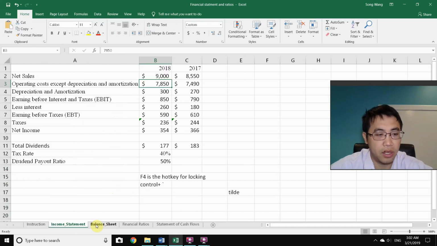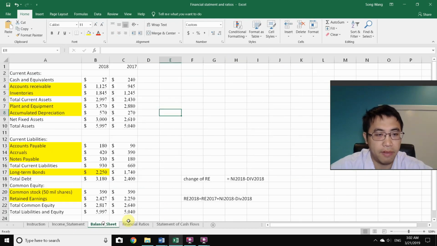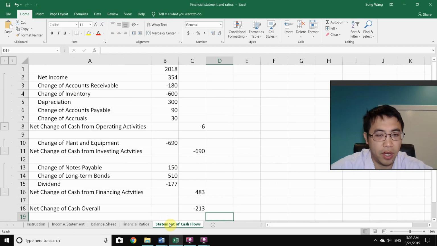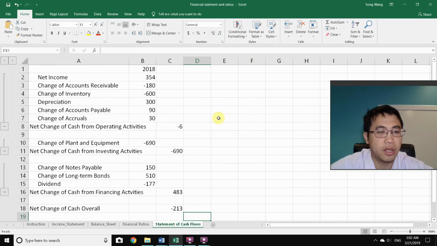So you have income statement, here are the formula view, and you have a balance sheet, here is the formula view, financial ratios, that's the formula view, and the income statement, statement of cash flows, that's the formula view. All right, so that's basically what you need to do.